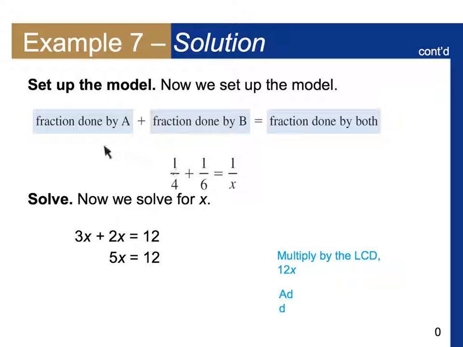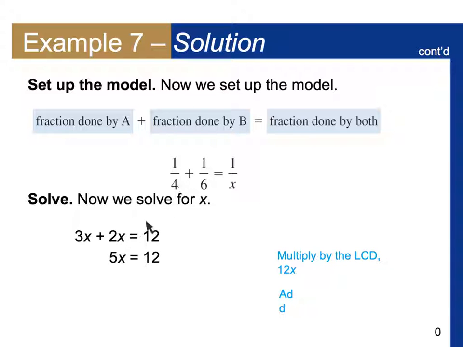Basically this relationship, the fraction done by A plus the fraction done by B, for 1 hour, equals the fraction done by both together. So we can say 1/4 plus 1/6 equals 1 over x. To solve this, we multiply both sides by 12x, because we have denominators of 4, 6, and x. That would be our least common multiple of these three.